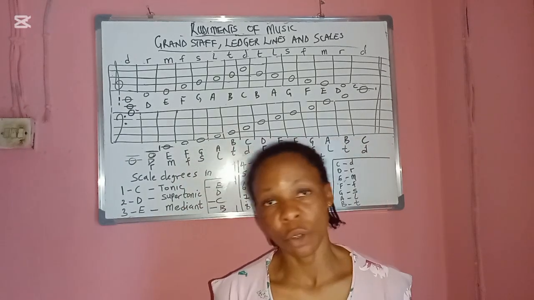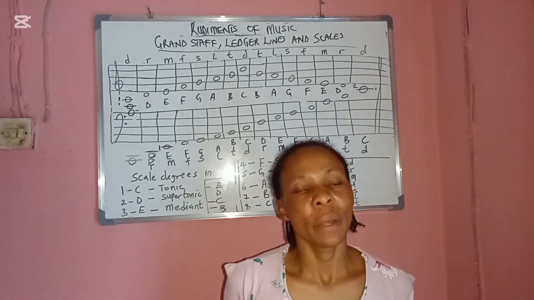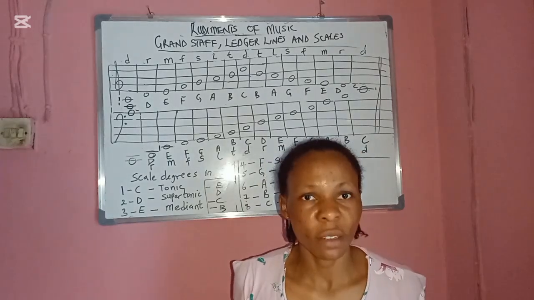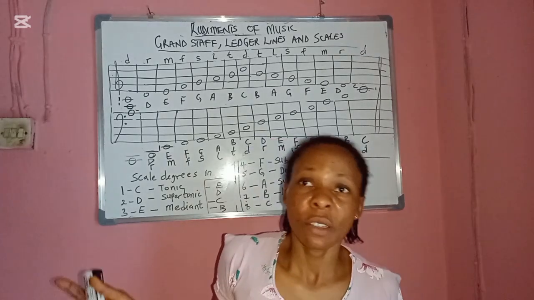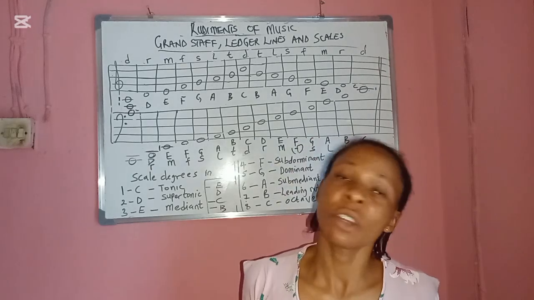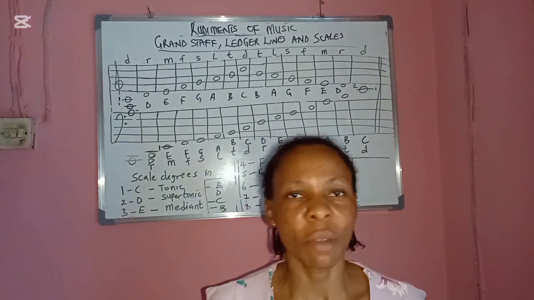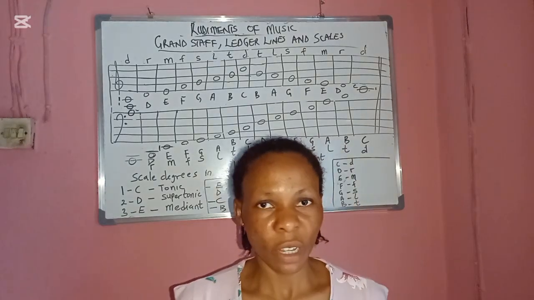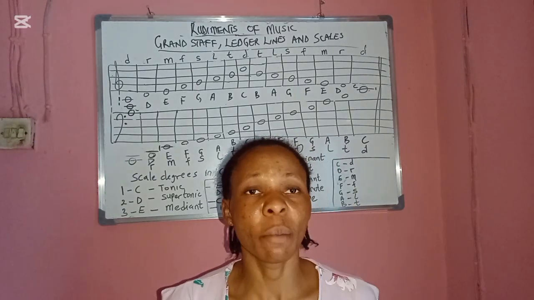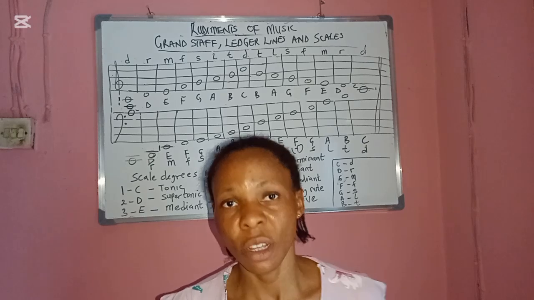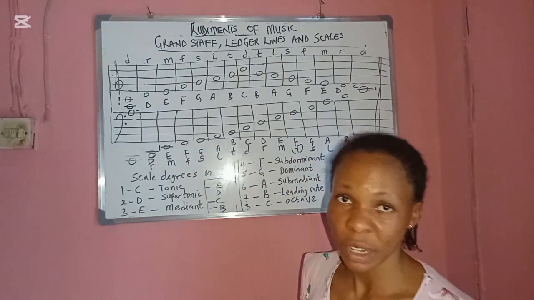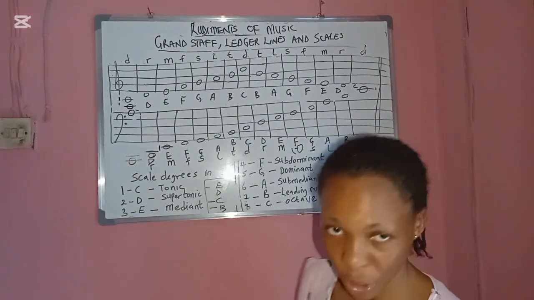For instance, if I say do, re, mi, fa, sol, la, ti, do, automatically that is a major scale. But if I say la, ti, do, re, mi, fa, sol, la, that is a minor scale. That la already determines the tonic. The tonic of any scale determines what nature of scale it is. So at this juncture we are dealing with the major scale.